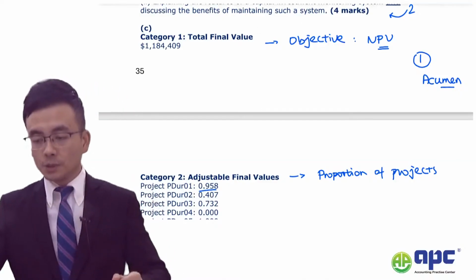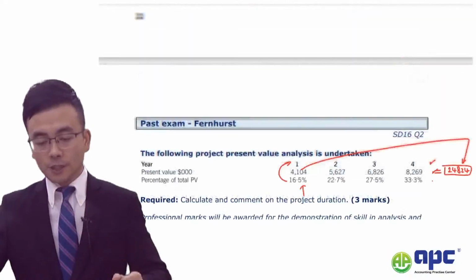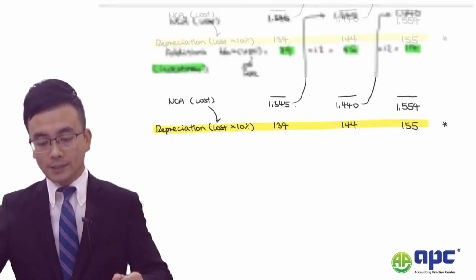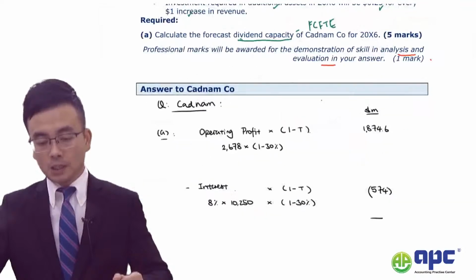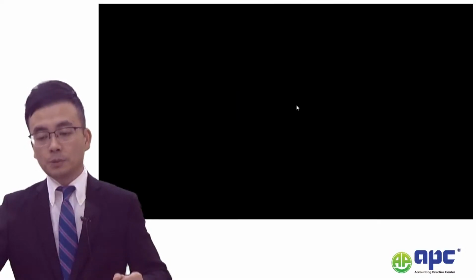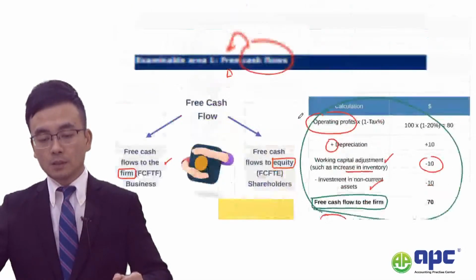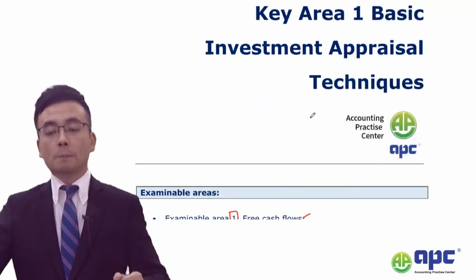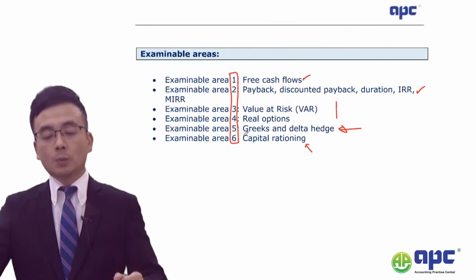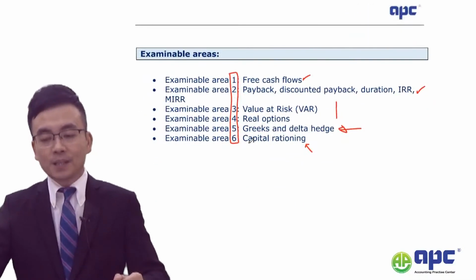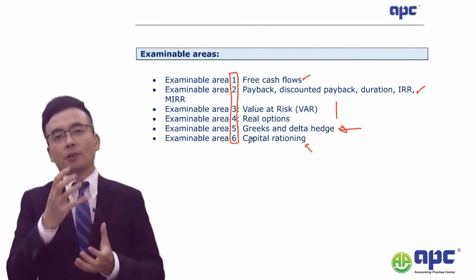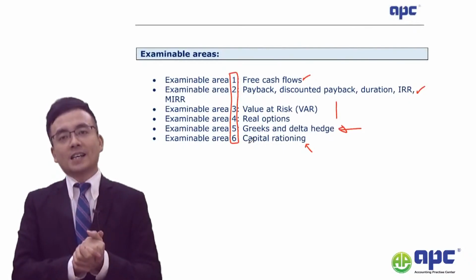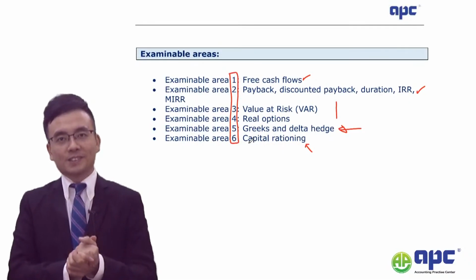Let's just summarise what we have done so far in our core activity, our very, very important key area number 1, the basic investment appraisal technique, where we've got these 6 areas. Make sure you're happy, and I look forward to seeing you soon in key area number 2 onwards. Bye bye.